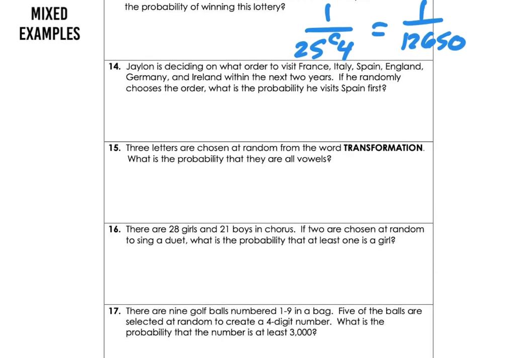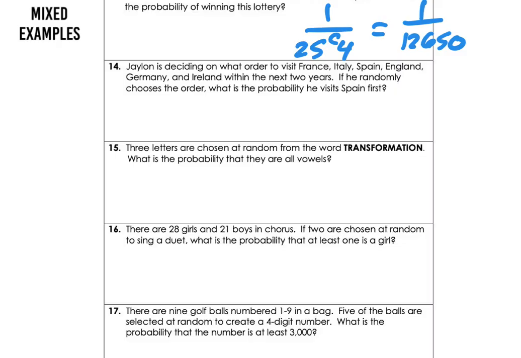Okay, let's look at number 14. Jalen is deciding on what order to visit France, Italy, Spain, England, Germany, and Ireland within the next 2 years. If he randomly chooses the order, what is the probability that he visits Spain first?